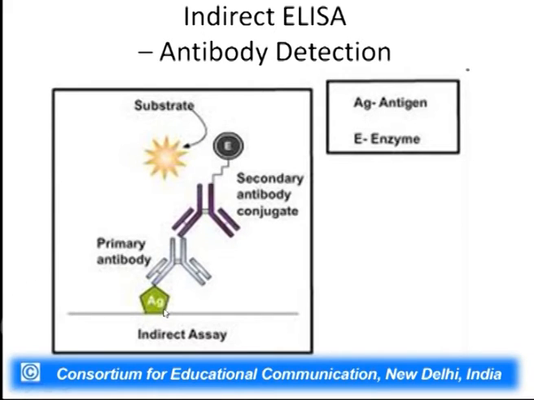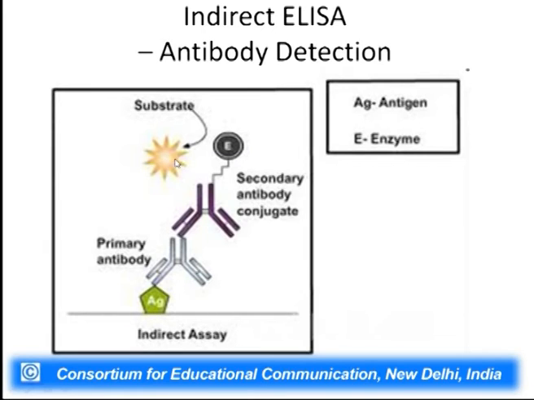So you take an antigen, immobilize it on the microtiter plate. You put a primary antibody. This antibody saturates, remove the excess, add a secondary antibody which is conjugated with an enzyme, incubate it, remove the excess conjugated secondary antibody, then put a substrate.